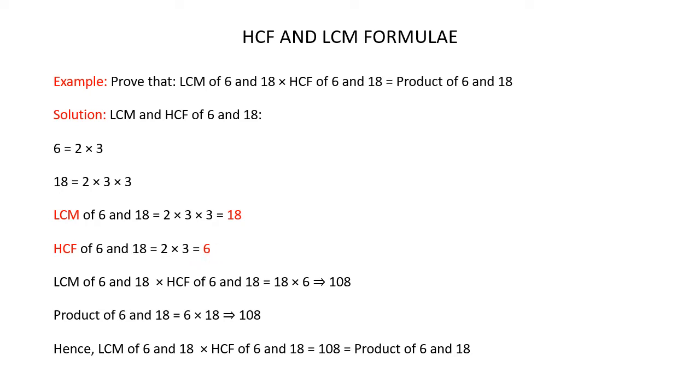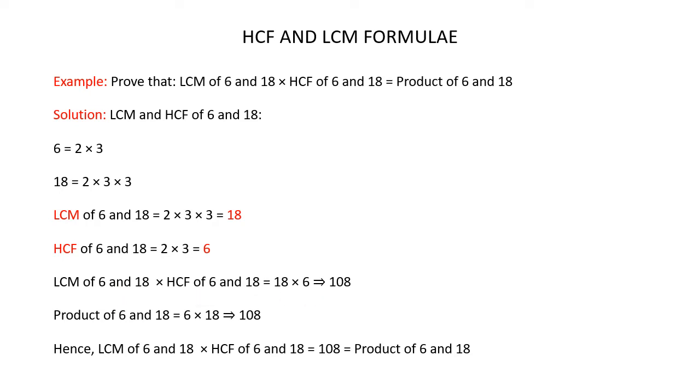Now we know that LCM of 6 and 18 is 18 and HCF of 6 and 18 is 6. Now LCM of 6 and 18 multiplied by HCF of 6 and 18 is equal to 18 multiplied by 6, which is 108. Now the two numbers are 6 and 18. So product of the two numbers is 6 multiplied by 18, which is 108.